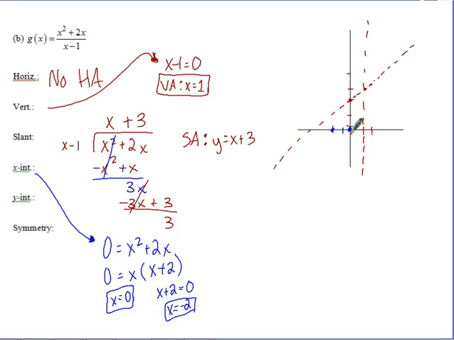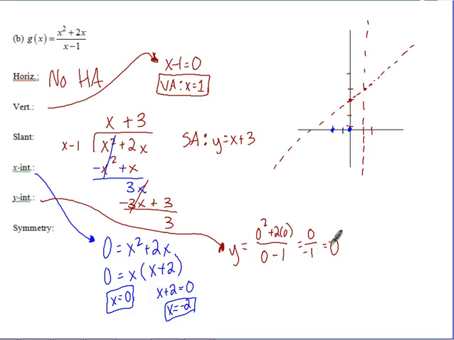And finally, let's talk about my y-intercept. How do I do that one? It'll look like 0 squared plus 2 times 0 over 0 minus 1, which is 0 over negative 1, which is 0. So I do have a y-intercept at 0, which is basically still the same thing.